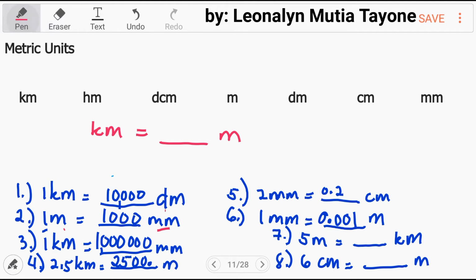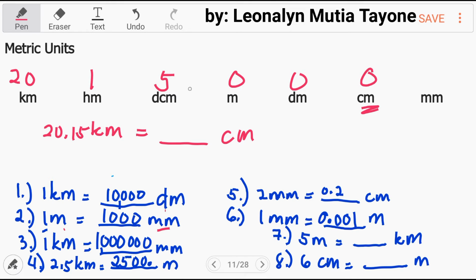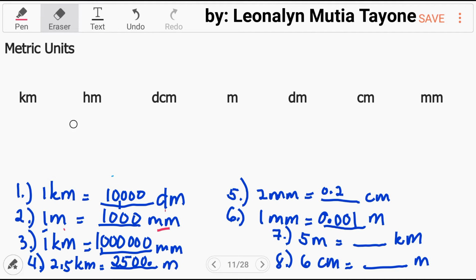Another one, another example. Ano pa bang mga numbers na pwede nating i-example dito? Like 20.15. Tapos, i-convert natin to cm. So, that is 20, tapos 1, 5, hanggang dito. And that is equals to 2,015,000 centimeters. Another example. 5 meters to centimeter.